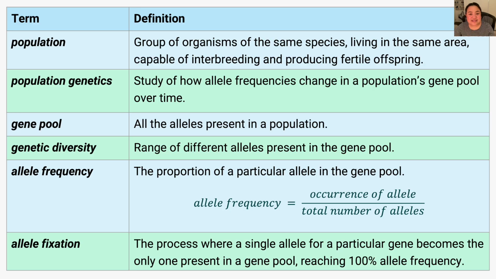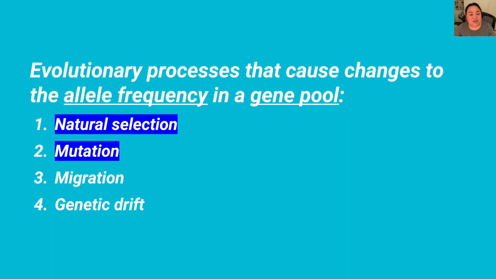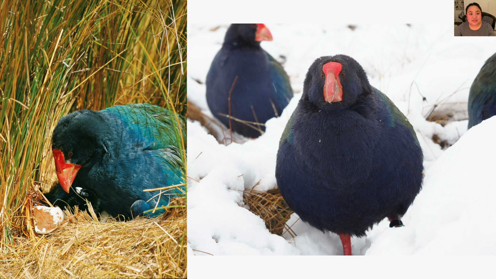In the previous lesson about population genetics, you learned these definitions as well as how to calculate the frequency of any given allele in a gene pool. You also learned that biologists use allele frequencies to measure genetic change in a gene pool over time to study how populations are evolving. Over the next two videos, you will learn about the 4 evolutionary processes that cause changes to the allele frequencies in a gene pool. This video focuses on the first two, natural selection and mutation.